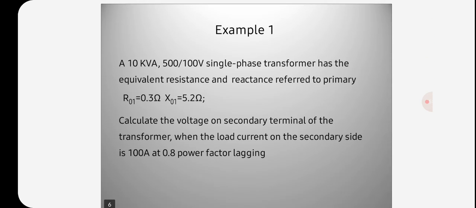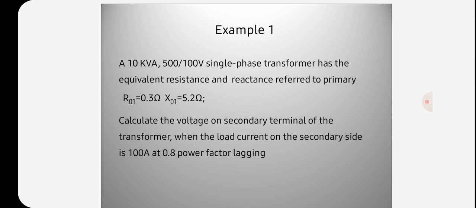And the development of the approximate equivalent circuit referred to primary and or secondary. So before going on to explain a few topics, we will solve a few problems regarding resistance, reactance and impedances.